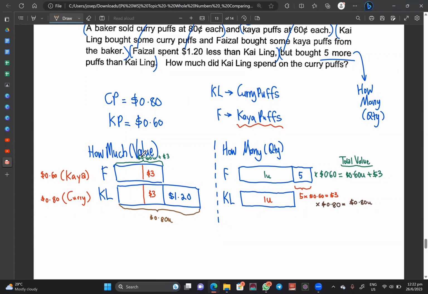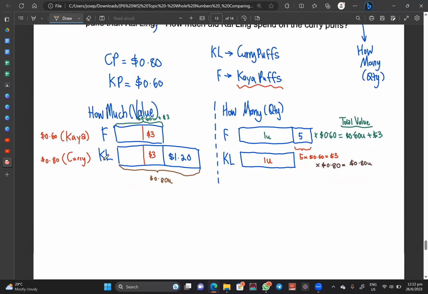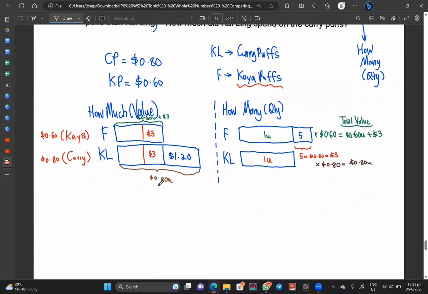So I know for Faisal, he has spent 60 cents units plus $3, and for Kailing, 80 cents units. So if you have watched my previous video, I encourage students to balance things out, right? As you can see over here, Kailing spent more, right? It's true that Kailing spent more, and this is the more, isn't it?